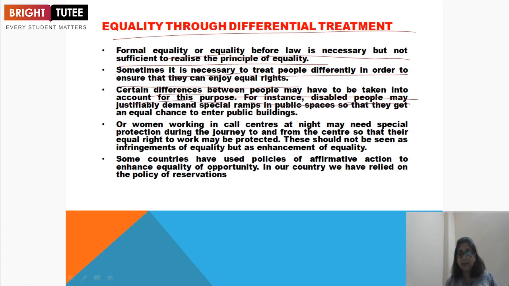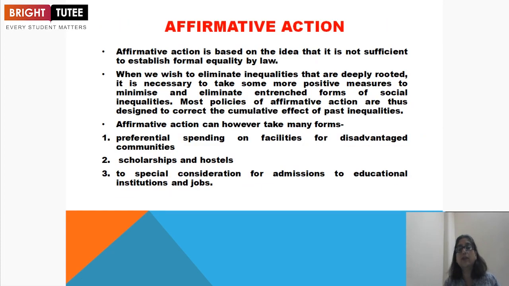So, for instance, disabled people may justifiably demand special ramps in public spaces so that they get equal chances to enter public buildings. Or if we talk about women working in call centers at night, they may need special protection during the journey to and from the center so that their equal right to work may be protected. So these should not be seen as infringements of equality but as enhancement of equality. Some countries have used policies of affirmative action to enhance equality of opportunity. In our country, we have relied on the policy of reservation.